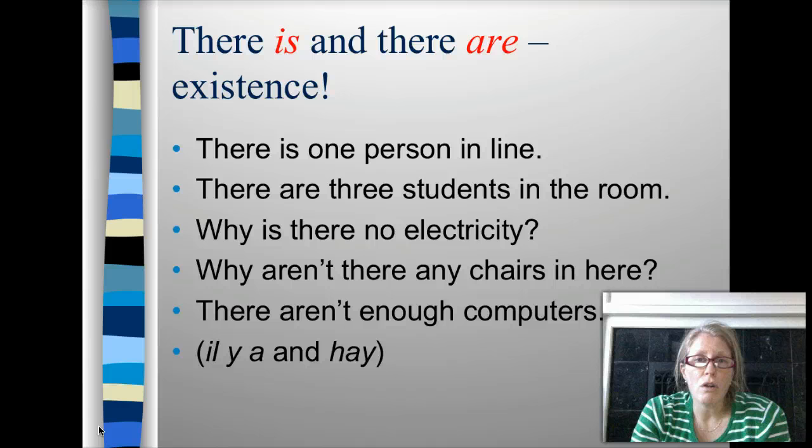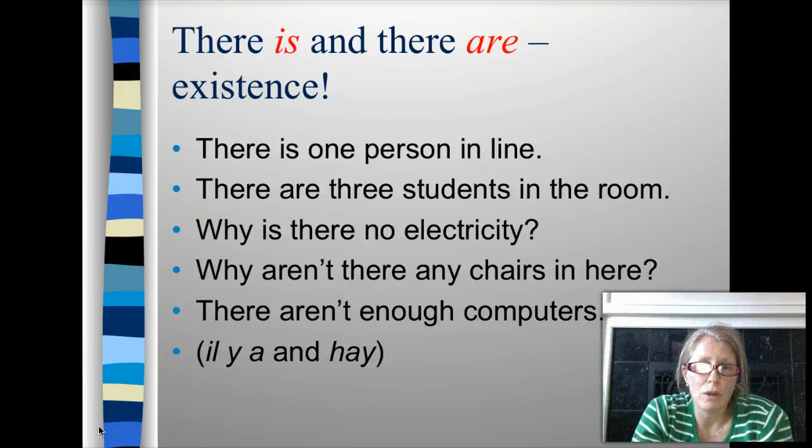There is and there are. We use these expressions to talk about the existence of something. It becomes like a false subject. There is one person in line. There are 3 students. You see the difference? I use there are when I can count, so with a count noun.